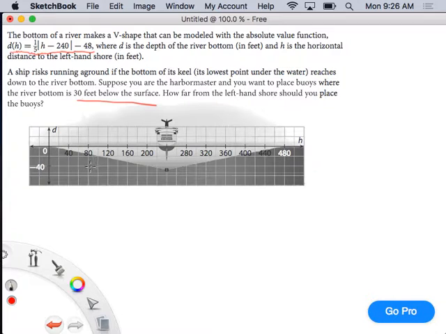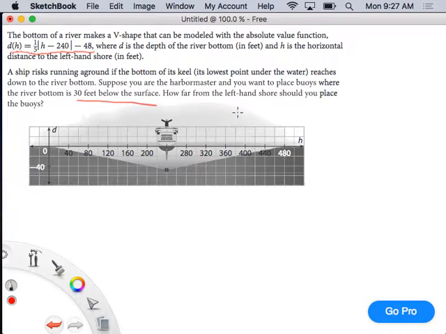Okay, so what is 30 feet below the surface? We have two things here. We obviously are doing math, so we're not just going to use words. We're probably going to use letters or numbers, variables, right? Something like that. So we probably want to set something equal to 30, or it's 30 below the surface, right? So it's probably negative 30. So what's equal to negative 30? What's equal to negative 30 here?